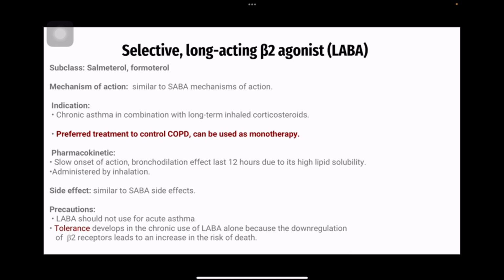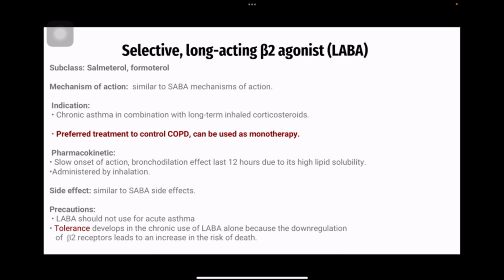LABA is indicated for chronic asthma in combination with a long-term inhaled corticosteroid, and we can use LABA as monotherapy for the treatment of controlled COPD. Pharmacokinetics: slow onset of action, the bronchodilation effect lasts 12 hours due to its high lipid solubility, and it is administered by inhalation. The side effects are similar to SABA side effects.